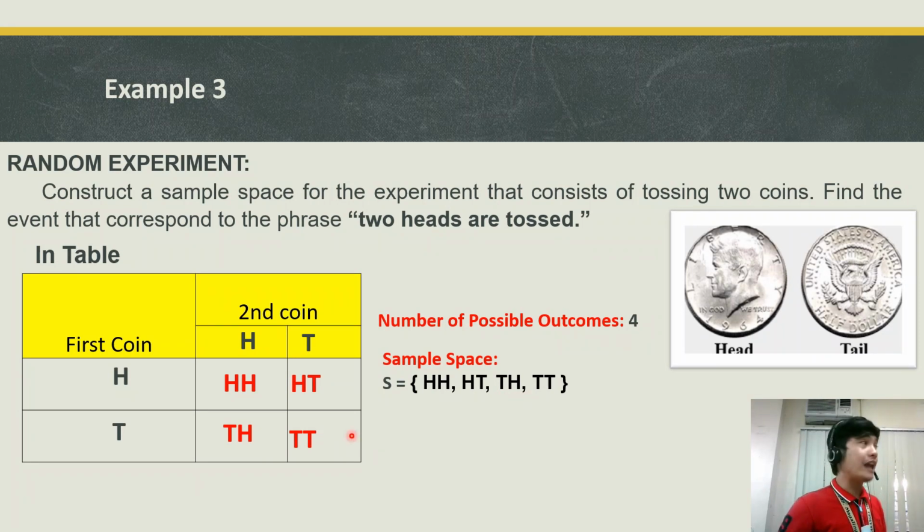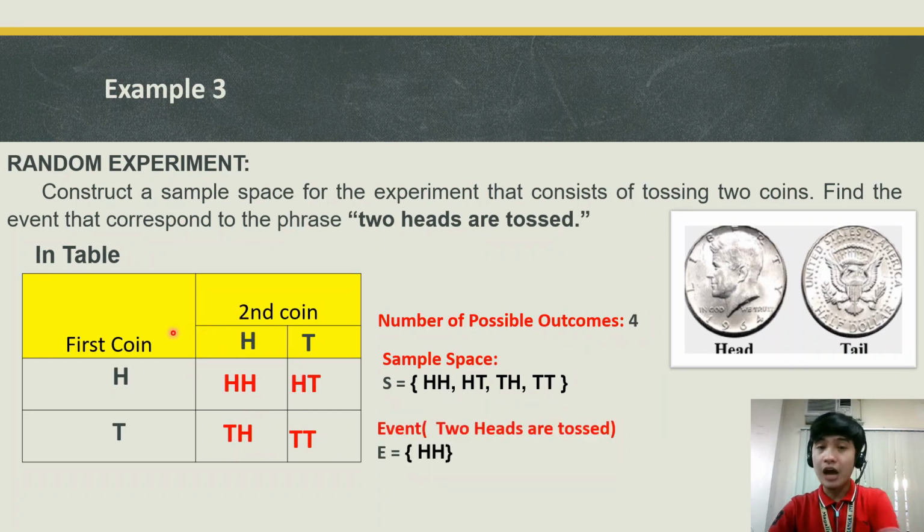And it also says here, we need to find the event that corresponds to the phrase 2 heads are tossed. So, we need to identify the event that says 2 heads are tossed. If we look at the specific possible outcomes, this is the part that says 2 heads are tossed. So, the set that will represent 2 heads are tossed is set E, HH, head, heads. The element of this set refers to the event that once we toss 2 coins, 2 heads come out. So, that is the use of the tabular method in determining the sample space in example number 3.